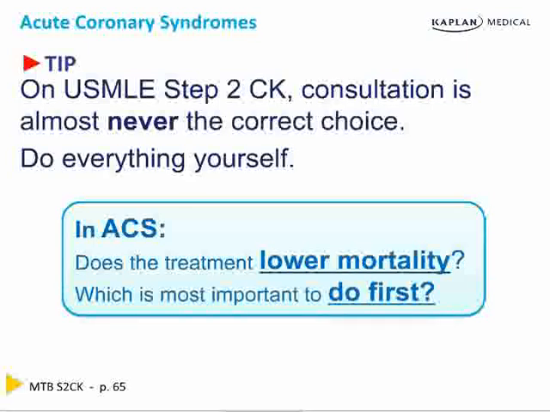In acute coronary syndromes, the basic issue is: does it lower mortality? And which one should be given first? These two questions will save you completely. Does it lower mortality? And is it dependent upon time?